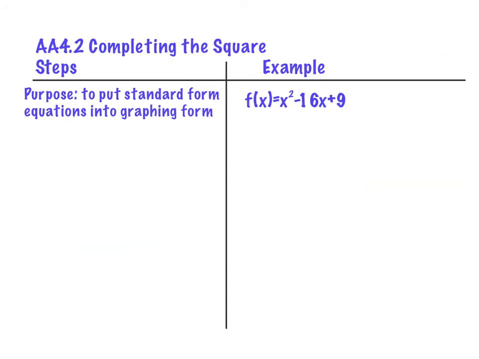Now we're going to work with a trinomial that's not a perfect square. So here we have half of 16 would give us 8. 8 squared is definitely not 9. So basically what we need to do is to pretend that 9 isn't there, and we're going to do a process called completing the square to get this into a perfect square trinomial so that we can rewrite it.